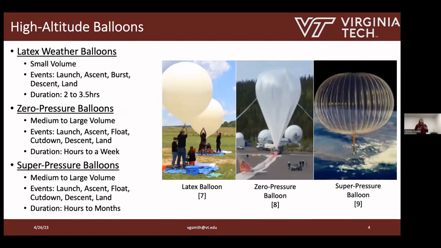Moving forward, I'll be talking all about high altitude balloons. Specifically, there are 3 types that are focused on for this work. I'll be mostly focusing on the latex weather balloons in the left-hand picture. These balloons are much smaller volume. They have 2 or 3 primary stages: ascent, burst, and descent, or if you have a float, ascent, float, and descent, and I'll talk more about that a little bit.